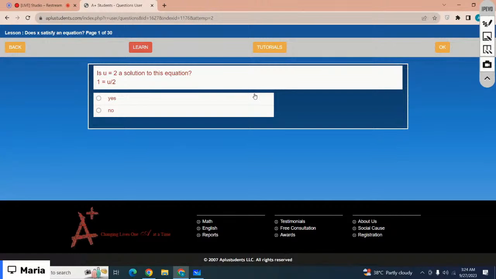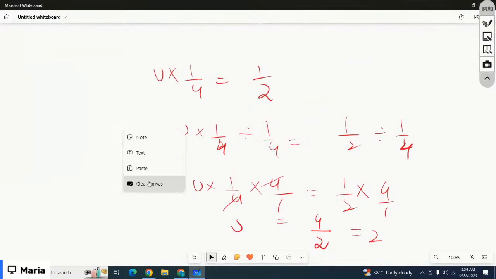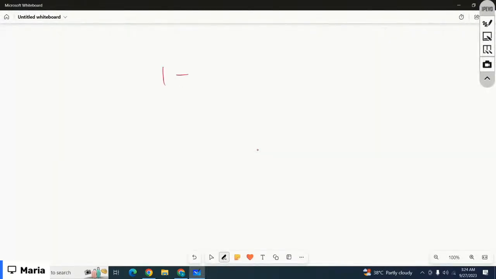When you have to check if the given value is the solution, what you have to do? You have to replace the variable with the value. So 1 equals u by 2, and you are given u equals 2, right? Just replace the u with the value. That would be 2 over 2, and 2 over 2 equals 1. So both sides are exactly equal. That means yes, u equals 2 is the solution of the given equation, right? So the correct option is yes.